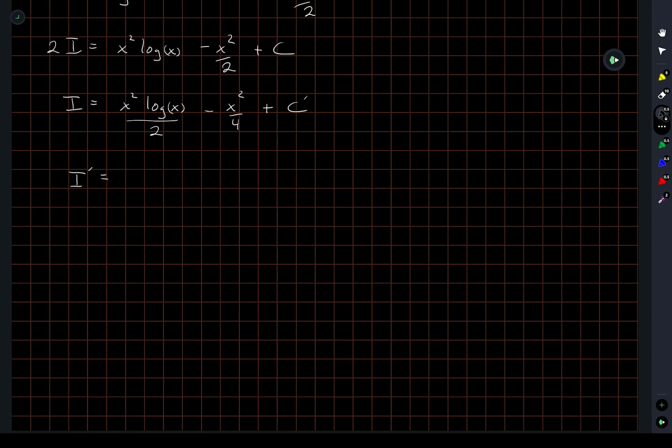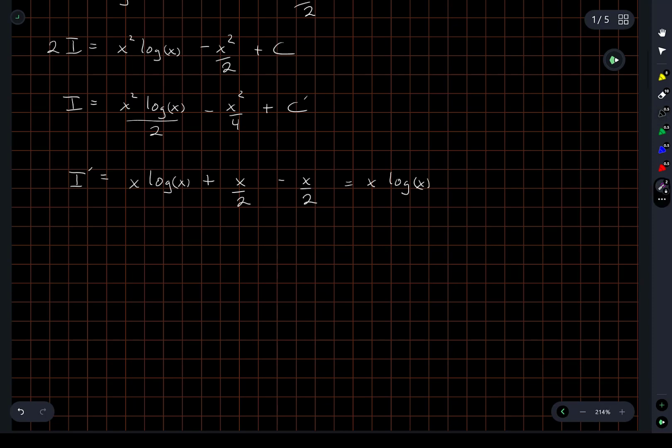This should be straightforward, just applying some rules of derivatives here. Okay, so I have x log x plus x over 2. That's the derivative of that whole thing using some product rule, minus x over 2, which is x log x. Okay, so we did this correctly. When we take a derivative of this result, we get back the original function we had, so we know this is correct.